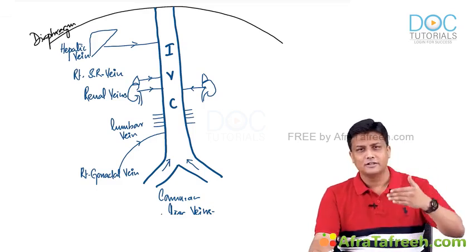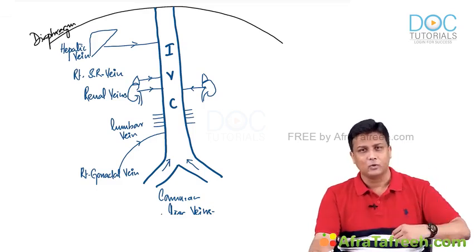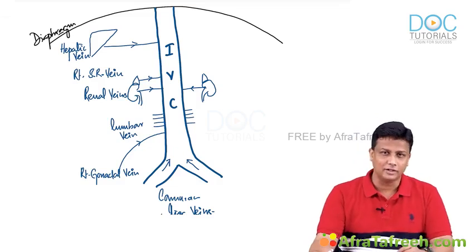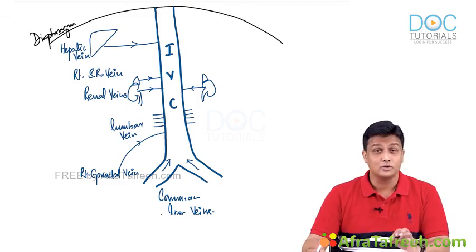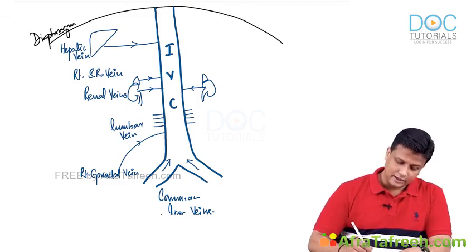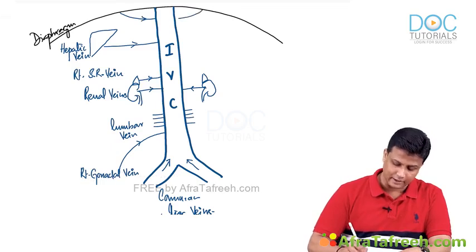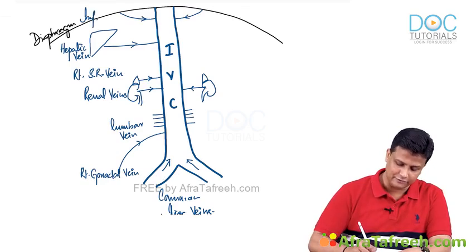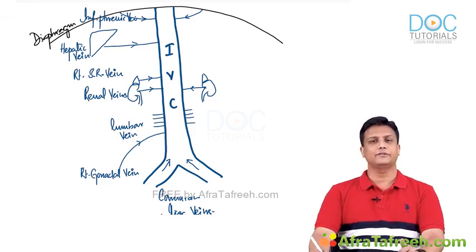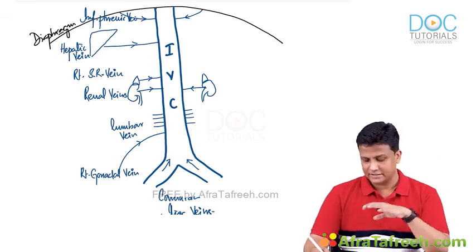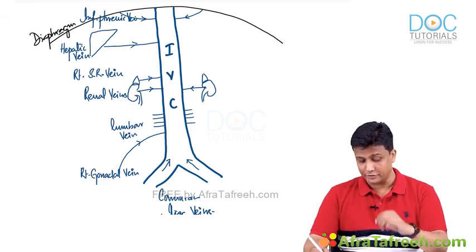Instead of writing all these tributaries point-wise and remembering with the help of a mnemonic, I'm trying to make you draw a schematic diagram so that you remember better. Now the last and final thing: from the diaphragm there will be a vein which drains the blood. Anything related to the diaphragm will be phrenic, and this vein will be the inferior phrenic vein. This is the inferior phrenic vein, from either side draining the blood into the inferior vena cava. So in this manner, very easily you will be able to remember all the tributaries of the inferior vena cava.